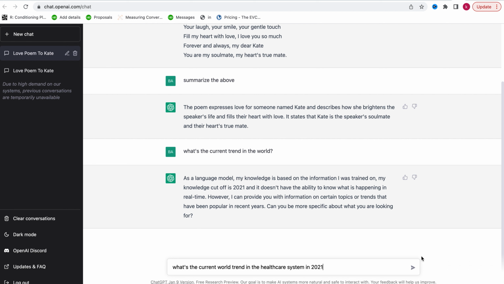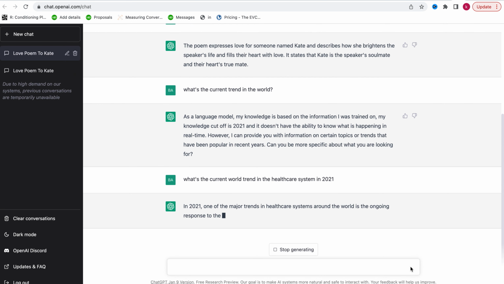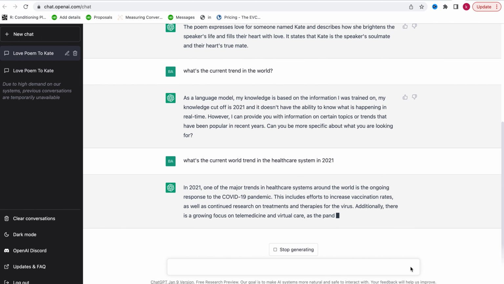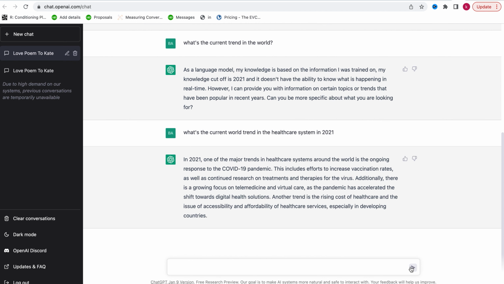Okay, so let's see what we get here. In 2021, one of the major trends in healthcare systems around the world is the ongoing response to the COVID-19 pandemic. This includes efforts to increase vaccination rates as well as continue research, treatment, and therapy for the virus. Additionally, there is a growing focus on telemedicine, virtual care, as the pandemic has accelerated the shift toward it. So clearly, you can see in 2021 it still knows what is going on, right?